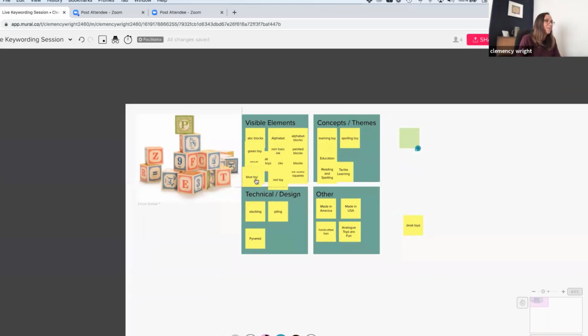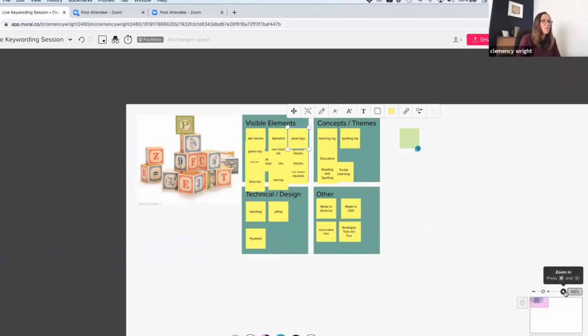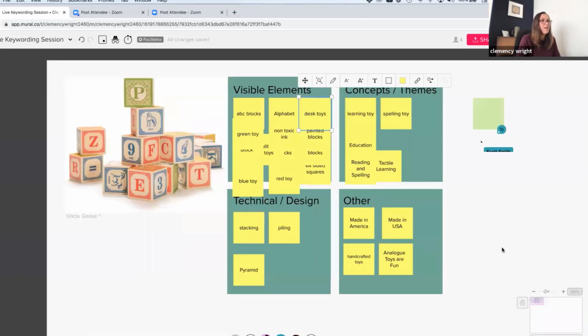So I'll keep assigning these. Desk toys. I've added this one here, which is technical and design, and this refers more to the image itself. Are there any descriptive words you can use about this type of image if you were a designer, for example, looking for this particular kind of image as opposed to one in situ, on an actual desk?